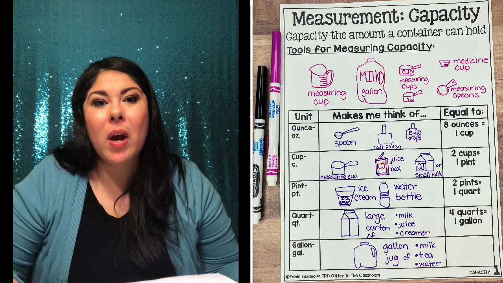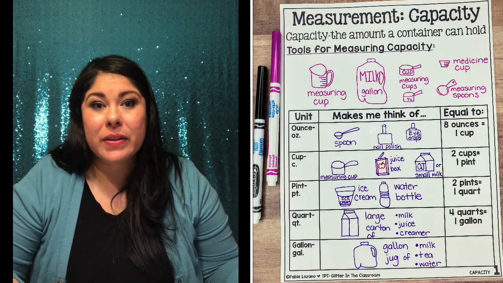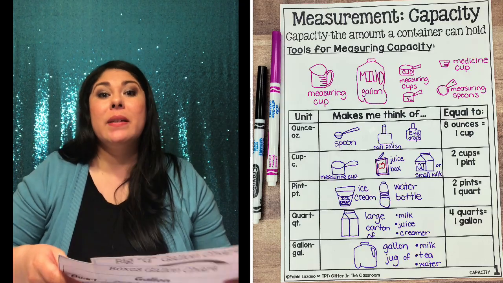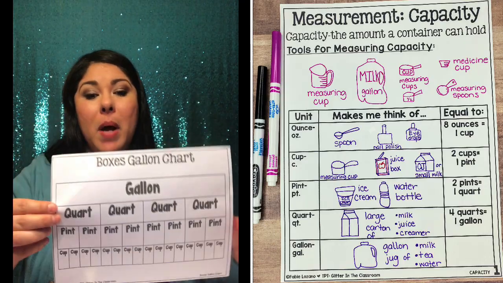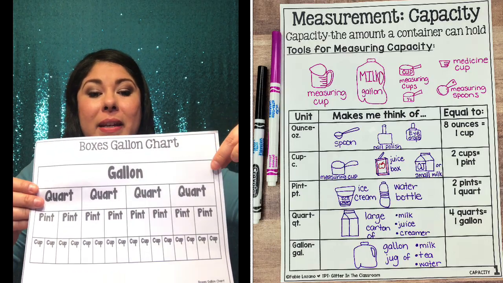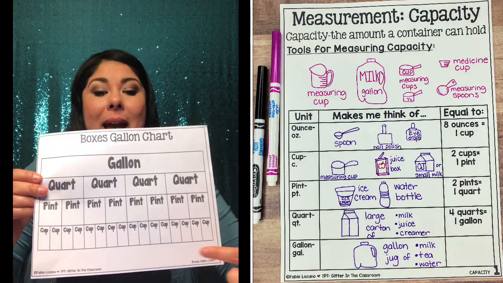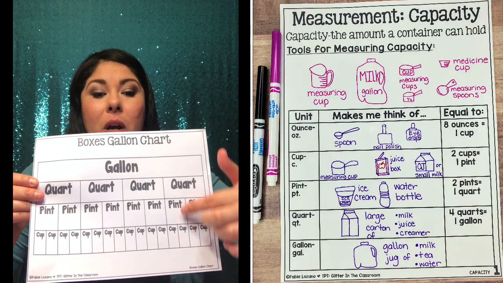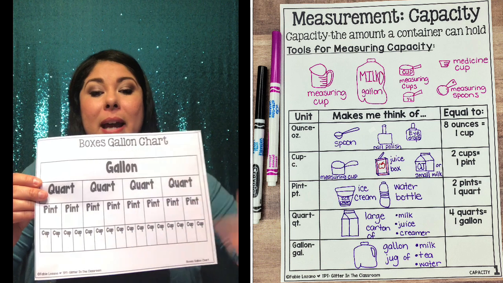Now, it's hard to memorize all of the units in capacity. It takes time and practice. So while you're working on memorizing those units, use a chart. This is, I call it the boxes gallon chart. There's many variations of this out there, but basically it starts with a gallon and it moves down to quart, pint, and cup. And then you can see how many cups fit into a quart, how many pints fit into a gallon when you go up and down.